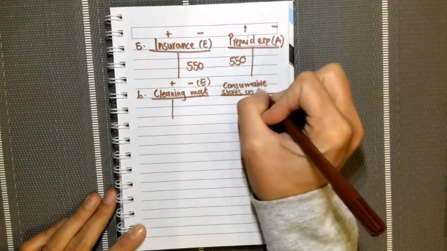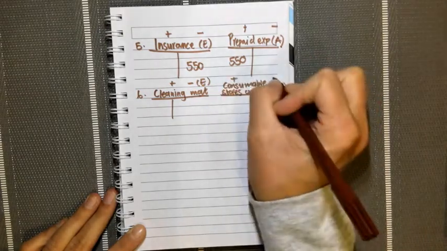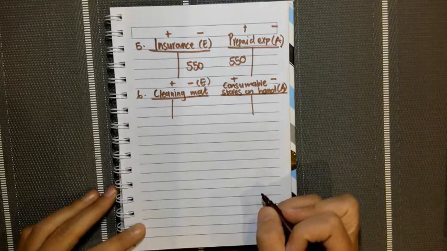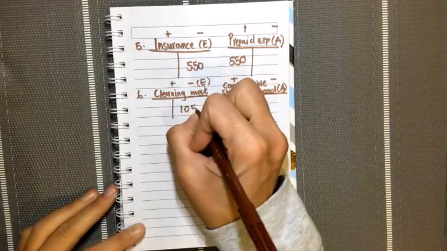Okay, all we do is we change the identity of the 1,050 Rand of things that we've counted. We move it from an expense, take it out on the credit side, to an asset, put it in on the debit side.